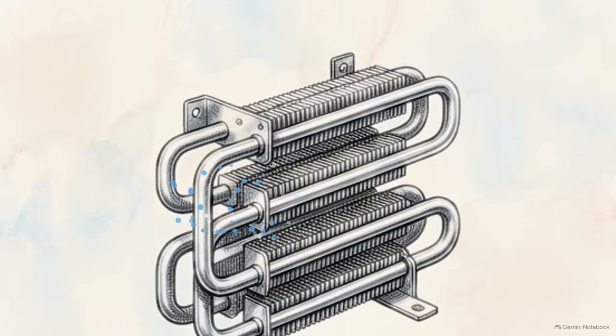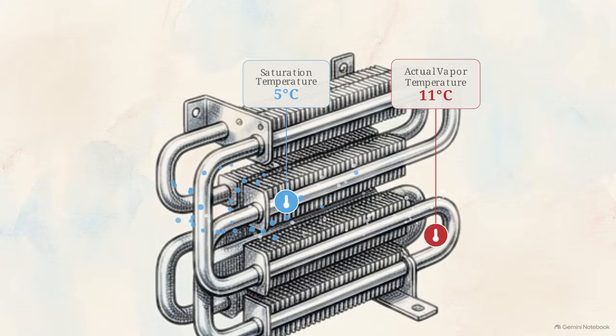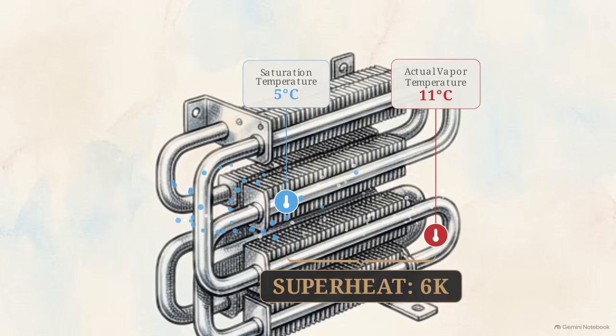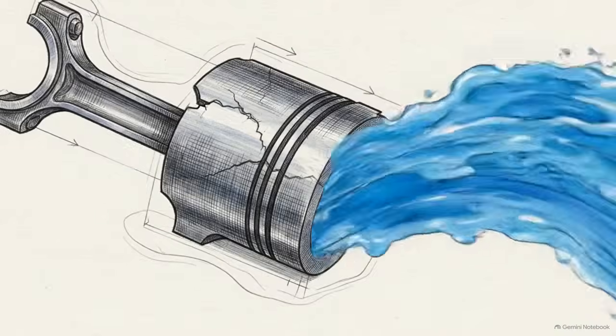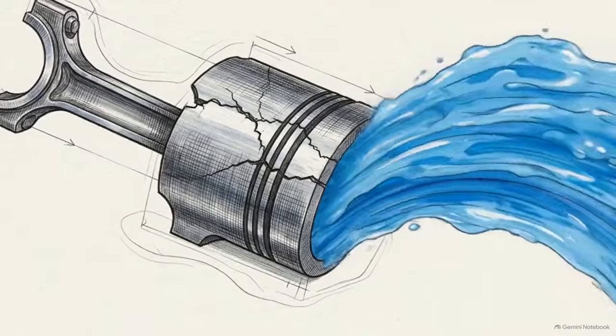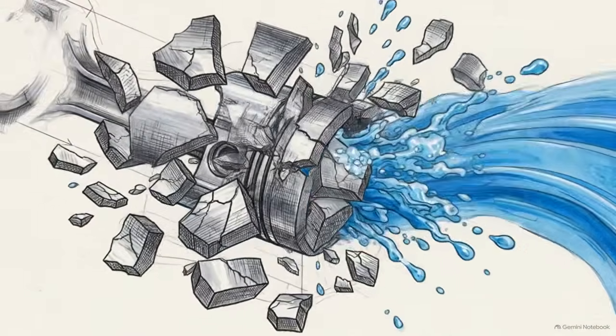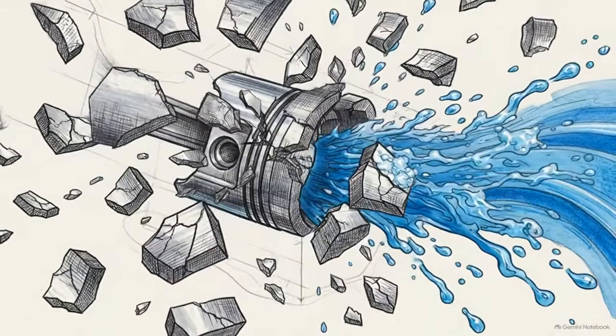If the vapor exits at 11 degrees Celsius and the saturation temperature inside the coil was 5 degrees Celsius, subtracting the two yields a difference of 6 Kelvin. That 6 Kelvin difference is the superheat. If the superheat drops to 0, it means liquid refrigerant is failing to boil off completely. That unboiled liquid will exit the evaporator, flood back down the suction line, and destroy the compressor's internal mechanics.